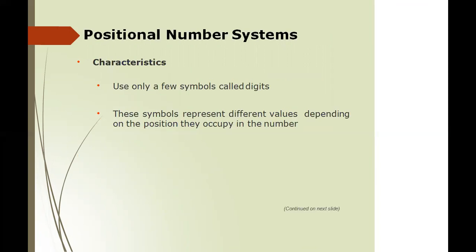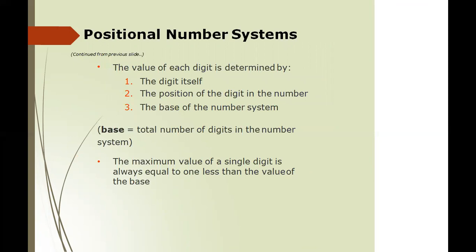And today, at present, we use this number system, that is positional number system, and use only a few symbols called digits. And these symbols represent different values depending on the position they occupy in the number. And in positional number system, the value of each digit is determined by the digit itself, the position of the digit in the number, and the base of the number system. And the maximum value of a single digit is always equal to 1 less than the value of the base.